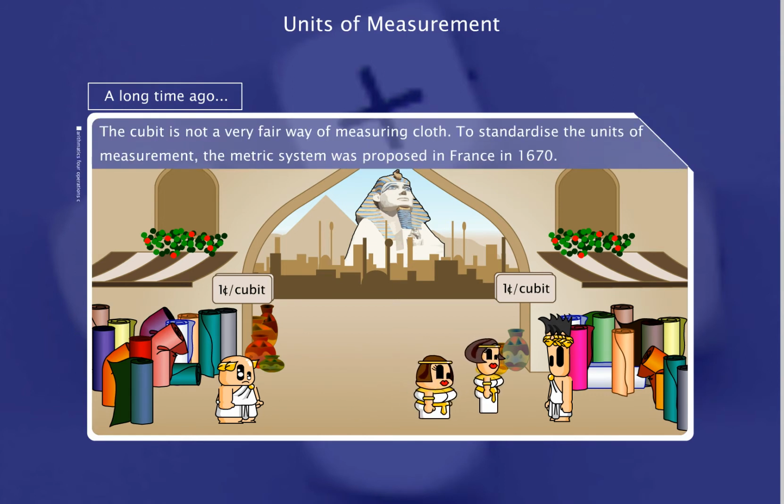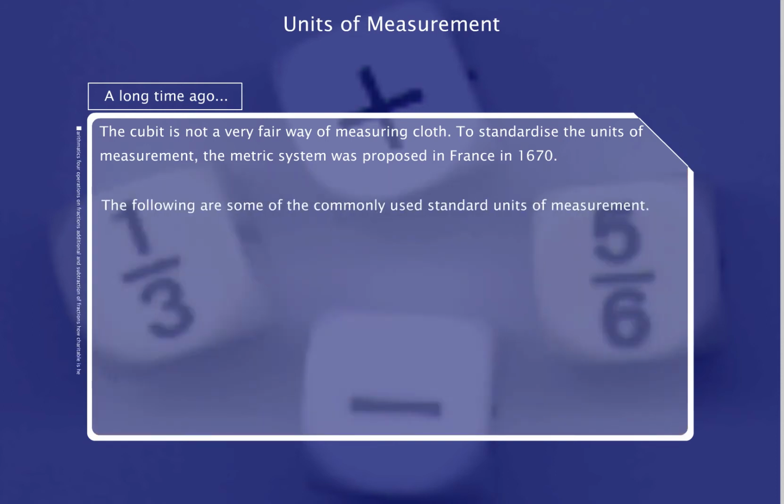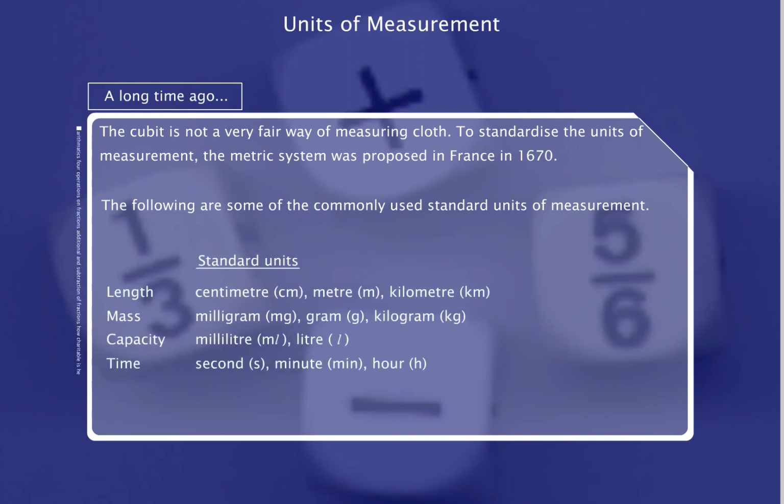The cubit is not a very fair way of measuring cloth. To standardize the units of measurement, the metric system was proposed in France in 1670. The following are some commonly used standard units of measurement.